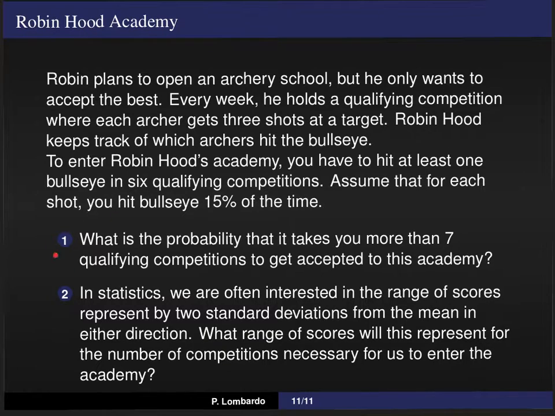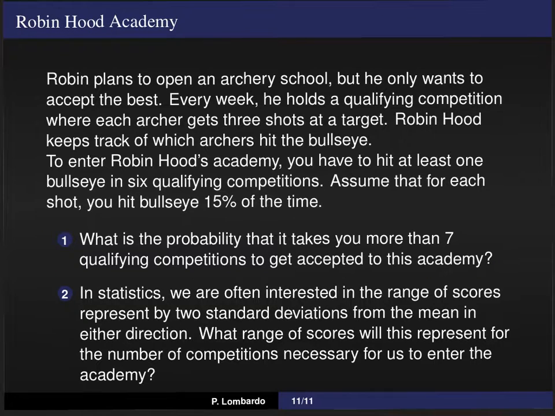What we want to know is what is the probability that it takes you more than 7 qualifying competitions to get accepted to this academy. And then we're also going to take a look at the expected value and the variance and look at a range of scores, which is 2 standard deviations away from the expected value. So let's start with number 1.